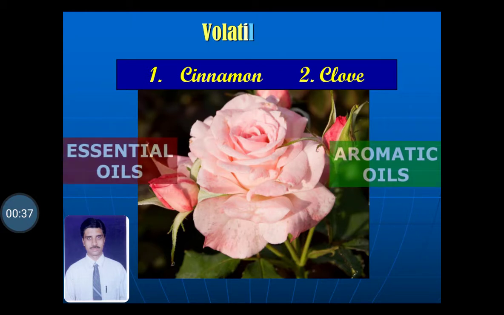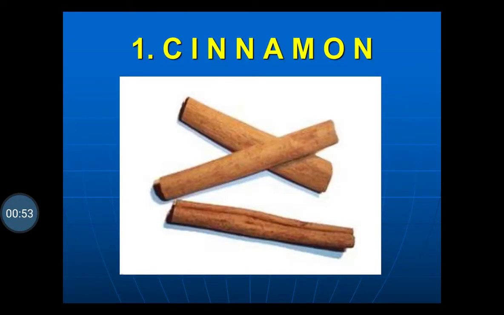Both these drugs, cinnamon and clove, have been used as a spice from the ancient period of time, and clove is also used for the treatment of toothache as a local anesthetic. For cinnamon, the bark of the plant is used. In this picture you can see the bark of the cinnamon.